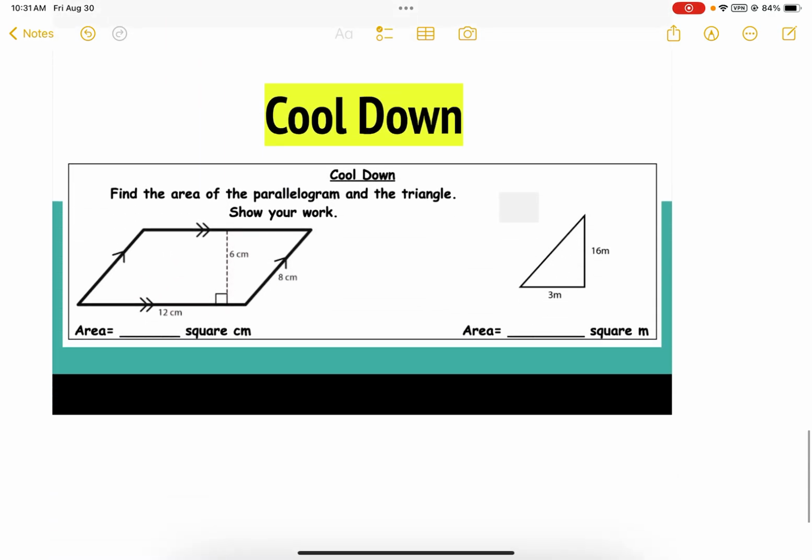So for the cool down, try to find the area of the parallelogram and then the area of a triangle. And then show Mrs.